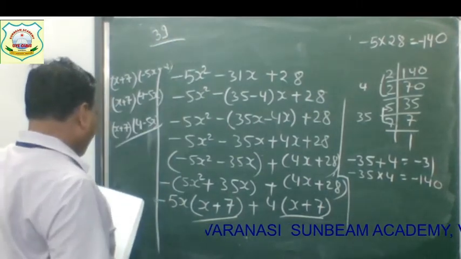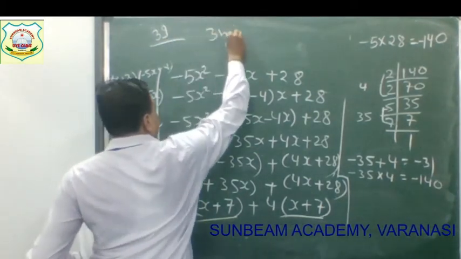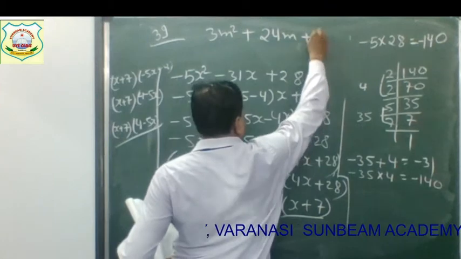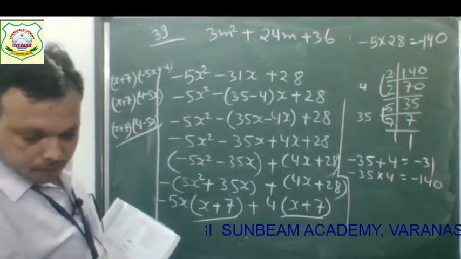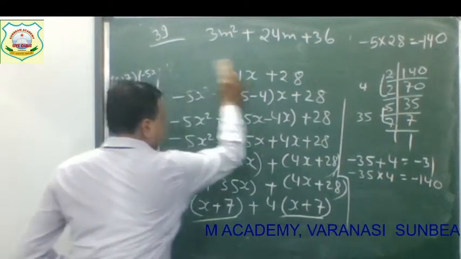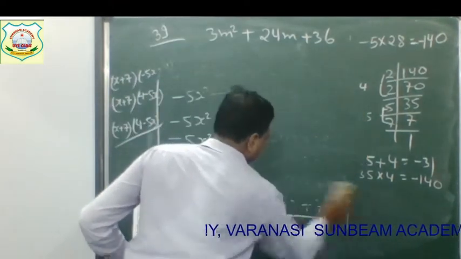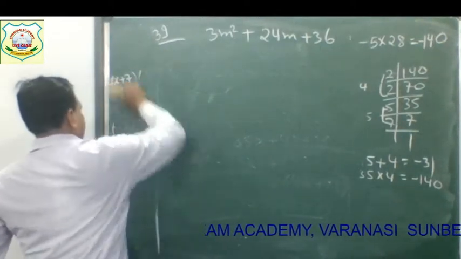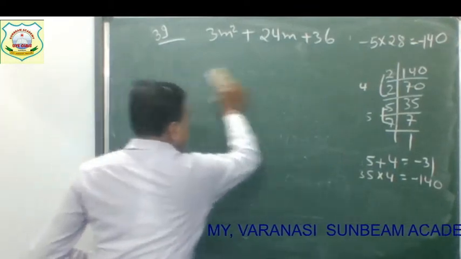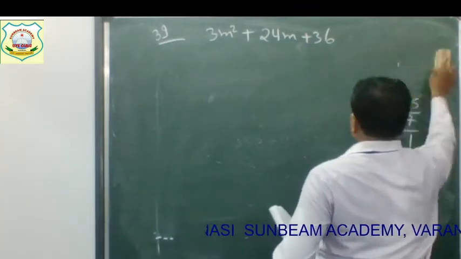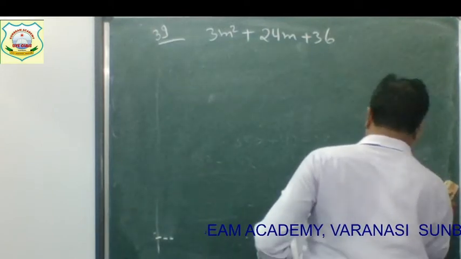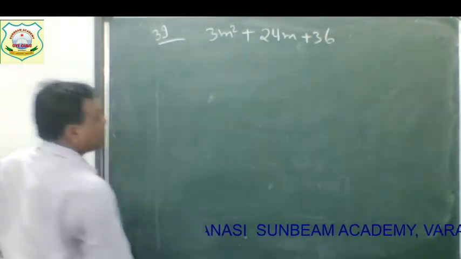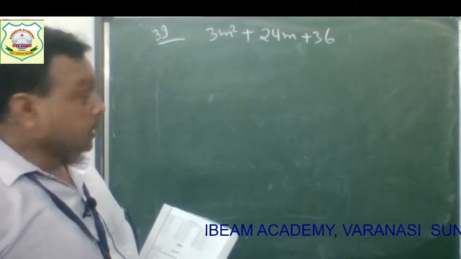Here 39 is given: 3m squared plus 24m plus 36. Students, here we can see 3m squared plus 24m plus 36. As before, we have to factorize 3m squared plus 24m plus 36.